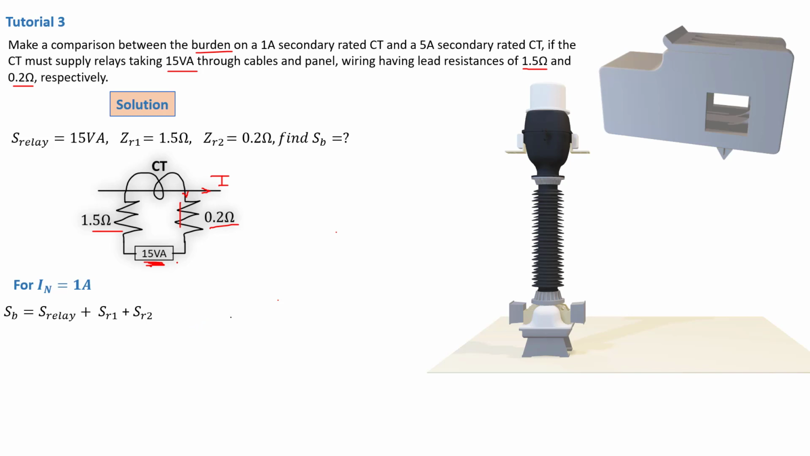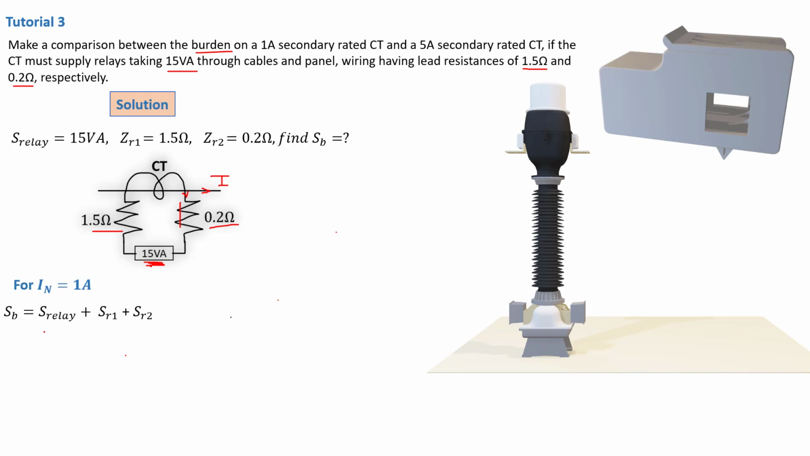It's called the burden because the CT must support it in order to keep functioning. This is why you must make sure that the burden does not exceed the rating of the CT. Just like if you have a normal transformer, like a step-down transformer rated at 50 kilowatt, you can never try to connect a load of 60 kilowatt on that transformer. It's not going to work. You are exceeding the burden. So this is basically the same thing that we're talking about here.